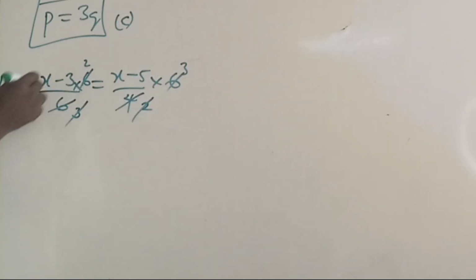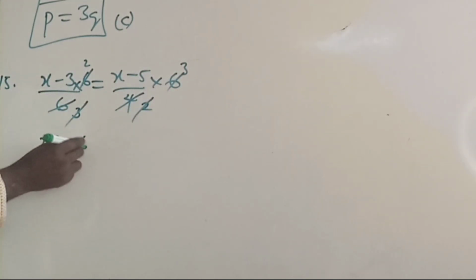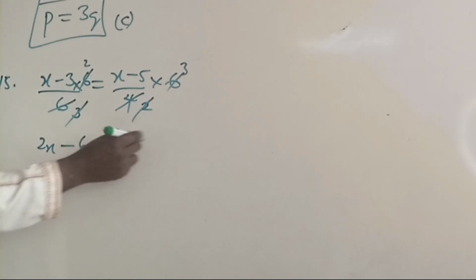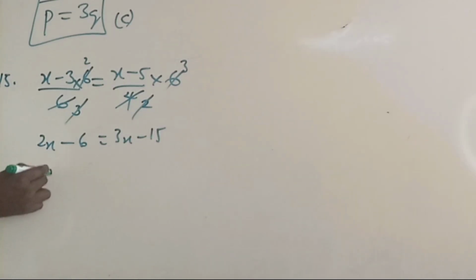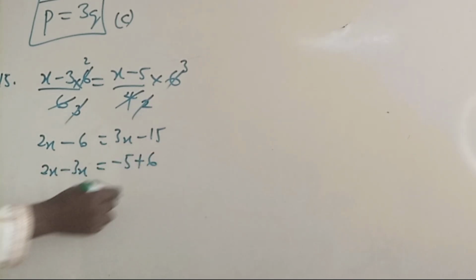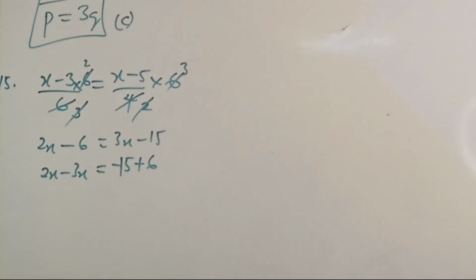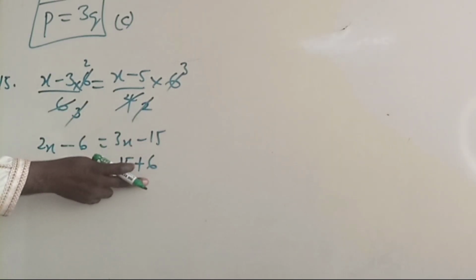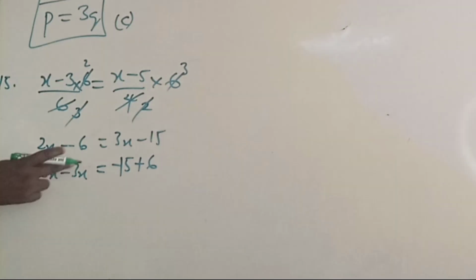Right? So 2x minus 6 equals 3x minus 15. 2x minus 3x equals minus 15 plus 6. You collect like terms. 3x is coming there, it turns minus. While this minus 6 going there, it turns plus. Which means I'm adding 6 to both sides and at the same time subtracting 3x from both sides. Is that clear?